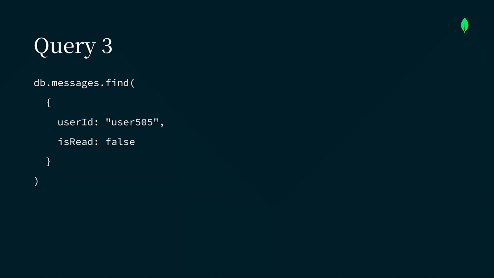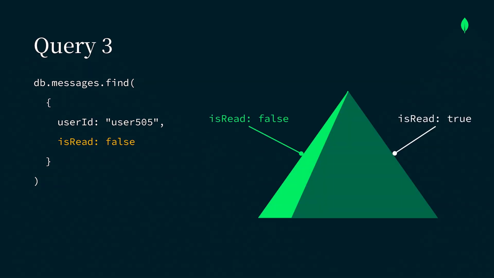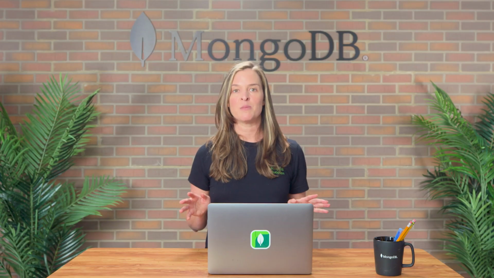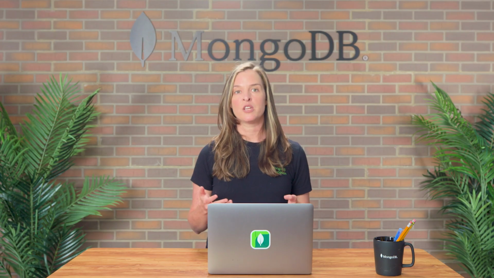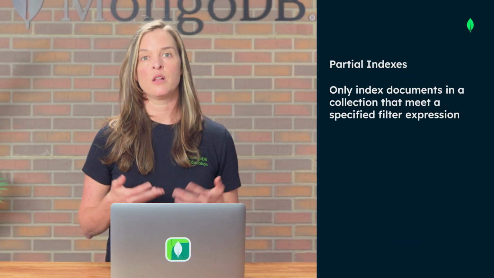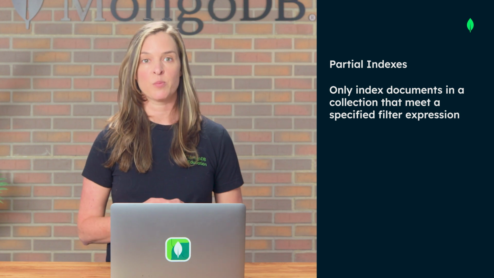This is great, but there's actually one more thing that we can do to make this index even smaller. In our case, we're only ever querying on isRead false to find unread messages. This means that we really only care about this sliver of values on the left side of our index. Rather than indexing all documents in the messages collection, we can use a partial index to only index documents where isRead is false. Partial indexes only index documents in a collection that meet a specified filter expression.